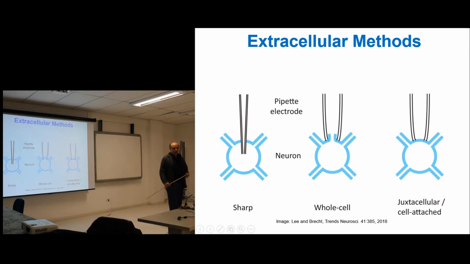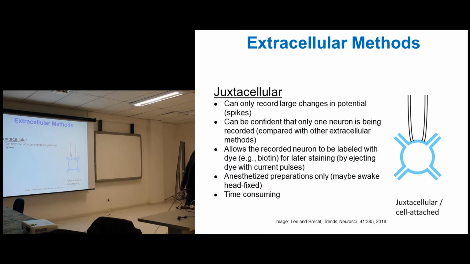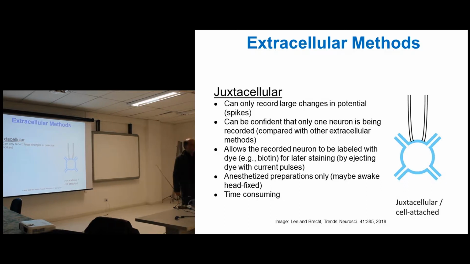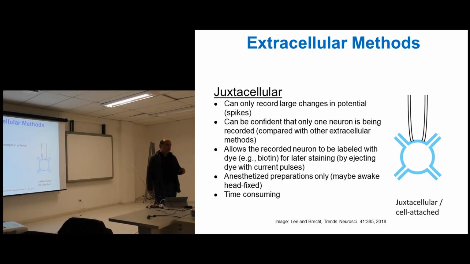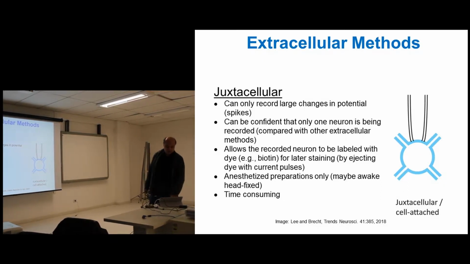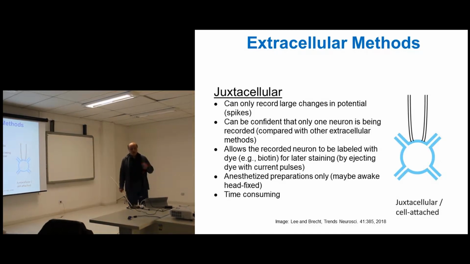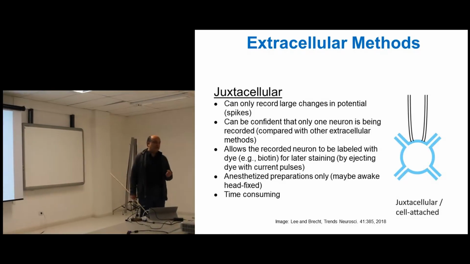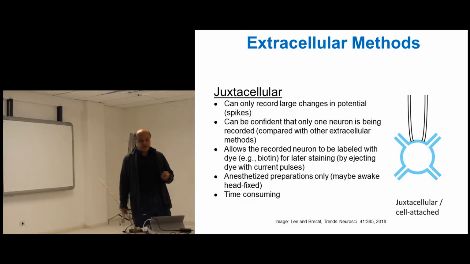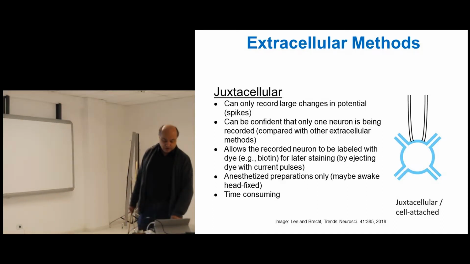And what this allows you to do is to measure potentials that are relatively large. So you can pick up action potentials using this method, but you can't pick up smaller changes in potential like most synaptic potentials. Unlike some of the techniques that I'm going to talk about in the next few slides, you can be very confident that you're recording from only one neuron, because you're very close to that neuron.